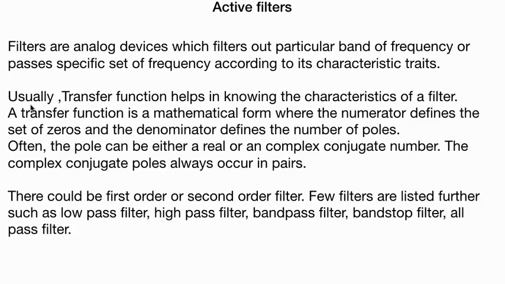poles. Often the pole can be either real or complex conjugate. Here I would like to show you that we have an S-plane. In S-plane, this is sigma and this is j omega. Mostly, it is considered that all the poles should lie on the left hand side of the j omega axis, or on the real axis, making the system stable.